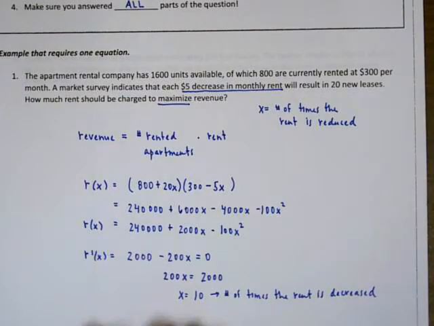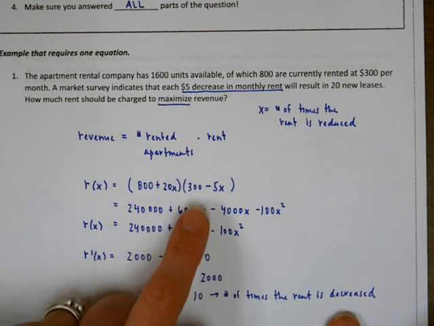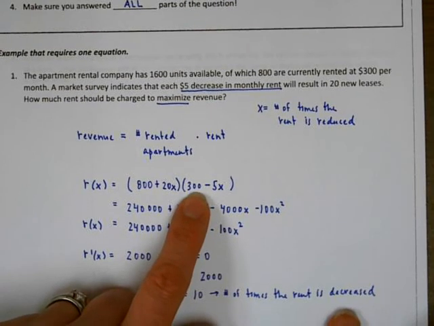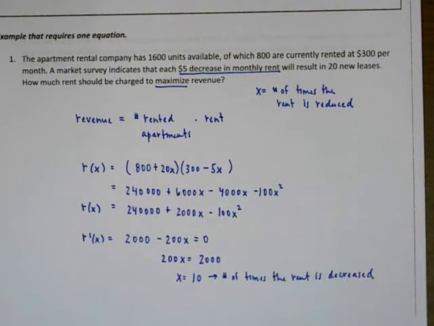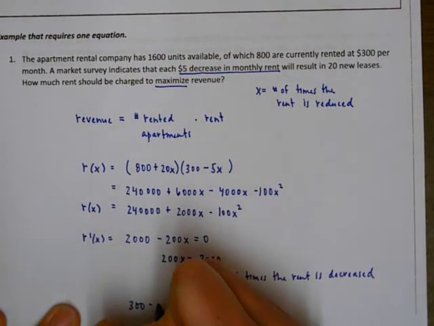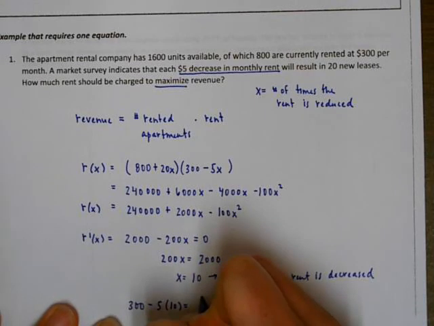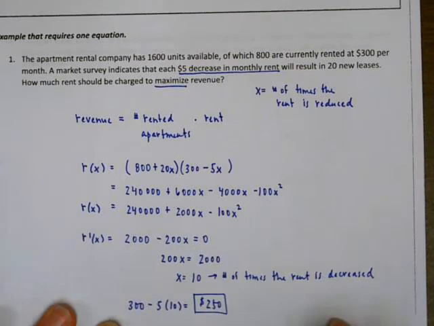But if I look at what my problem was actually asking for, they didn't ask me that. They want to know how much rent should be charged. So now we've got to go ahead and plug this back into our expression for the rent to actually answer the question. So the rent is going to be 300 minus 5, and we know we're reducing that 10 times, so we get rent is at $250 to maximize our revenue.